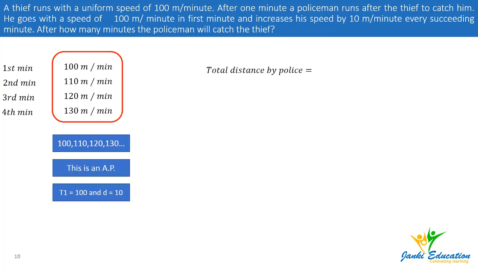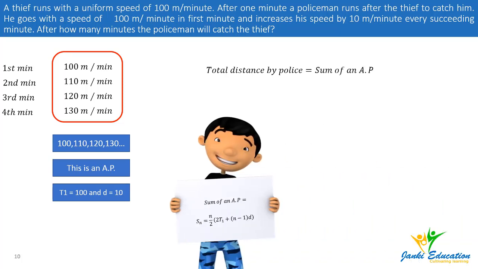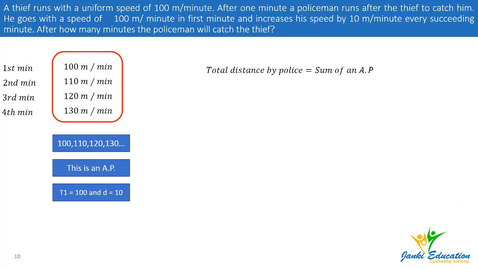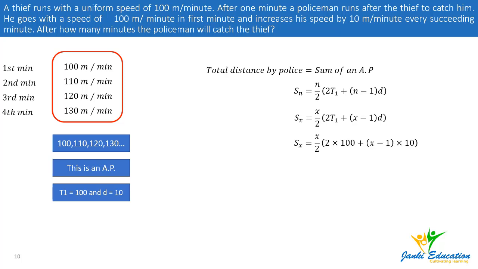Total distance by police is equal to the sum of an AP. The sum of an AP is Sn equals n by 2 times 2 times t1 plus n minus 1 into d. This is the formula you need to remember. Now we will substitute the respective values of term 1 and difference. If we solve this, we finally get Sx, that is the total distance by police, is equal to x by 2 into 190 plus 10x. Remember this value. I'll show you later on.